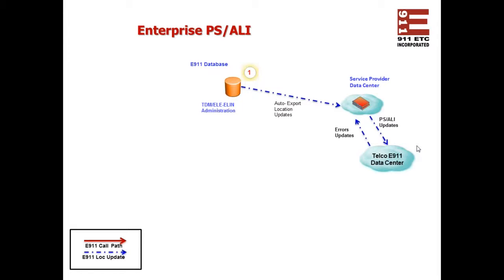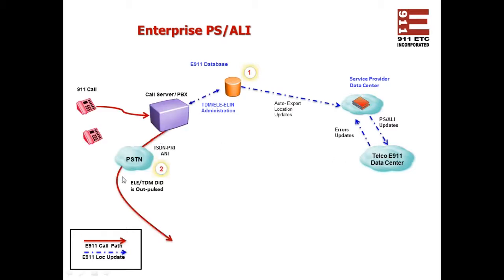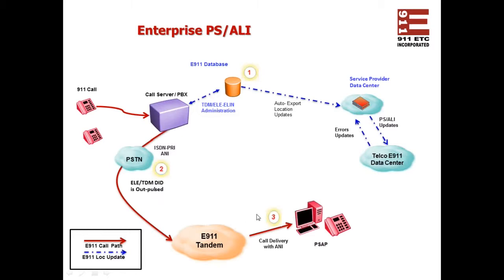Once you establish PS ALI, you can go into the 911 database and attach location information to each phone number, or to a phone number you've assigned to a zone or a location. That way, when someone dials 911, they will get at least the building, floor, northwest quadrant, whatever it might be, whatever makes sense in your particular environment.